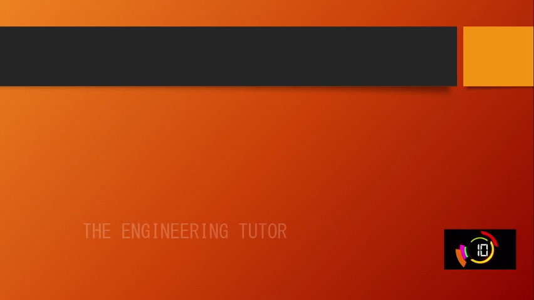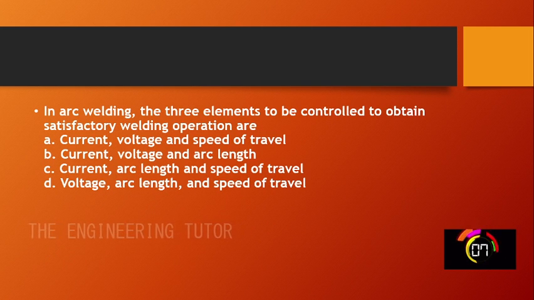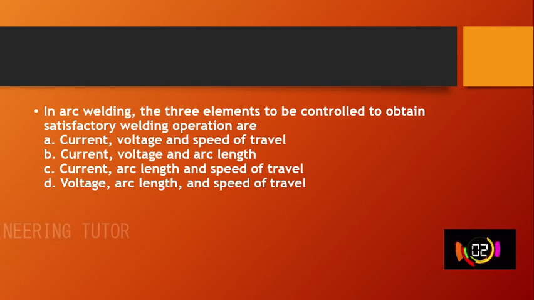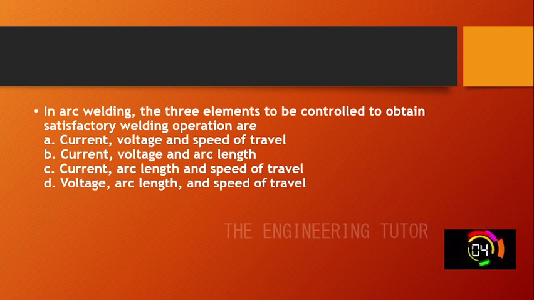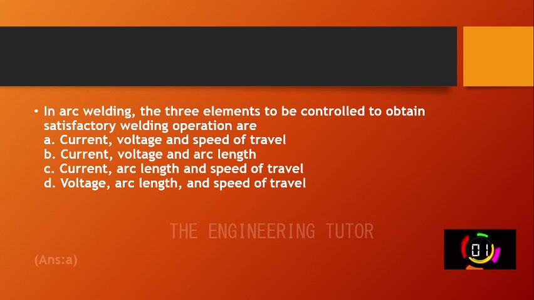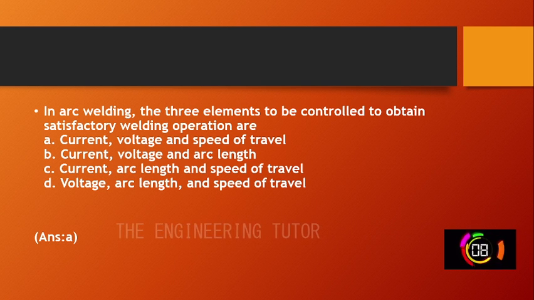Okay. So next question: in arc welding, key elements to be controlled to obtain satisfactory welding operations are. The options are: current, voltage, speed of travel; current, voltage, arc length; current, arc length, speed of travel. So actually, it is the first option. We are controlling the current and voltage.